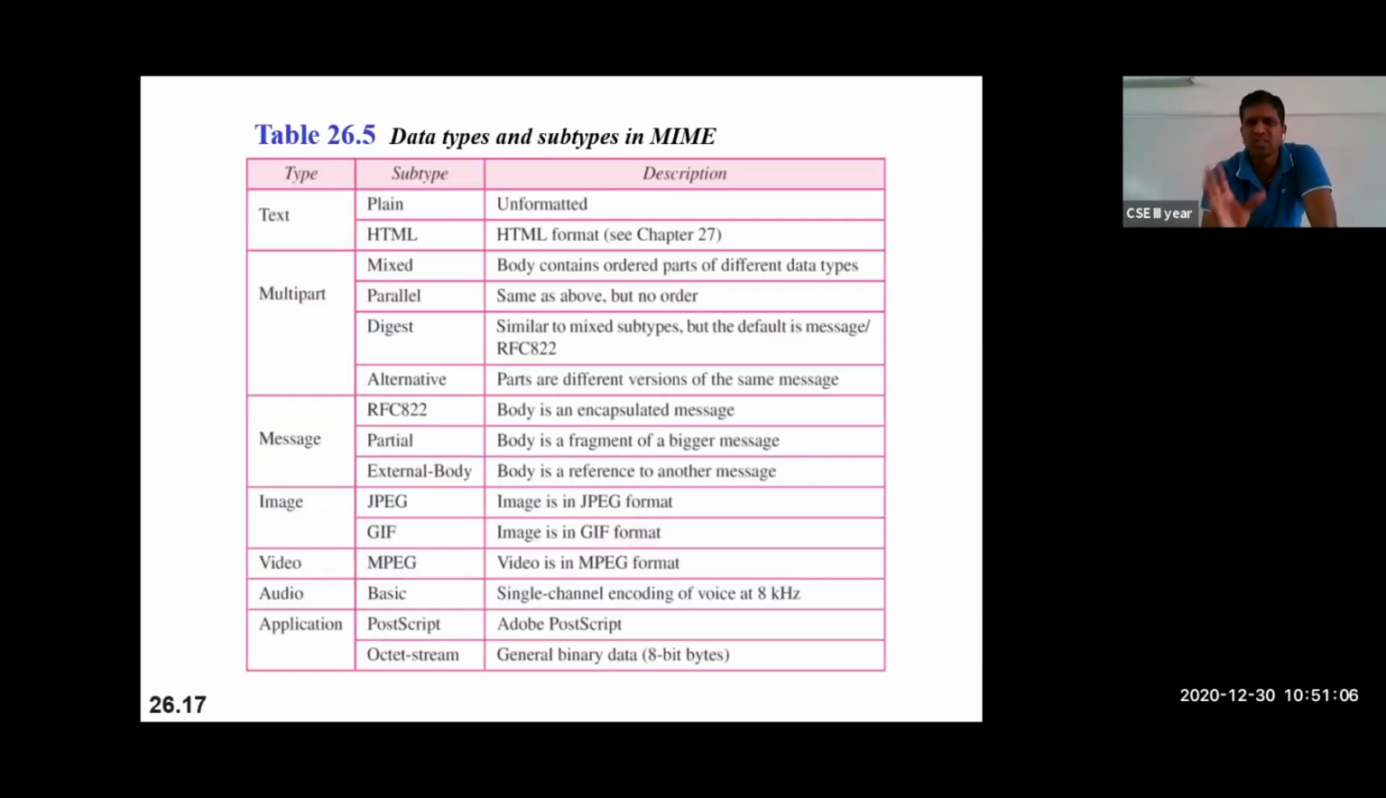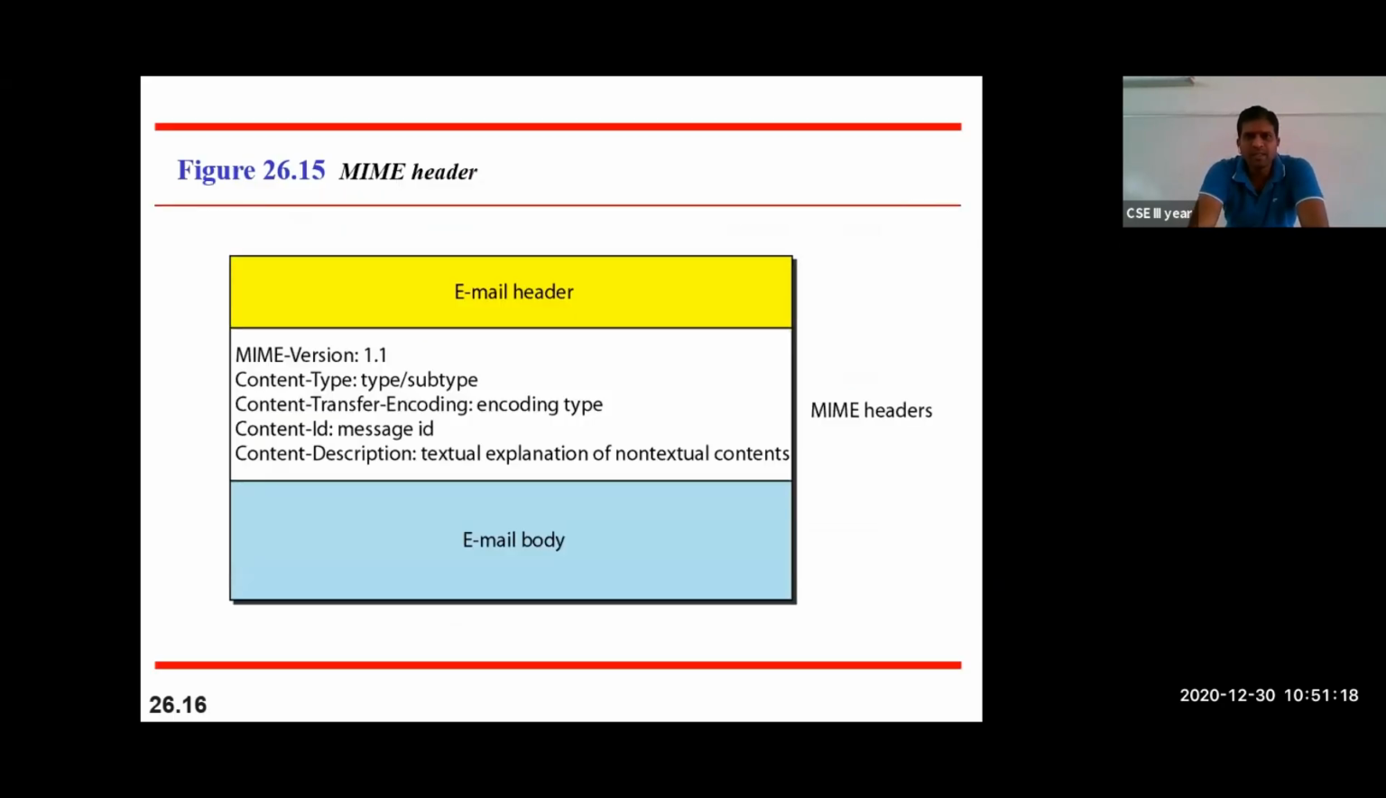Don't try to remember all this. Just have to name a few. The type can tell whether the mail being sent has information which is audio, which is video, which is image, which is text, etc. That's enough. Then content transfer encoding, the encoding type. What kind of encryption and decryption is used? It is defined there. The encoding type is defined there, right?